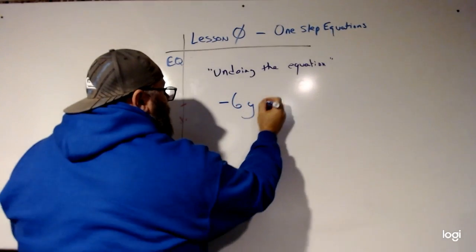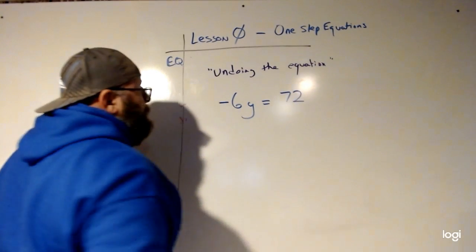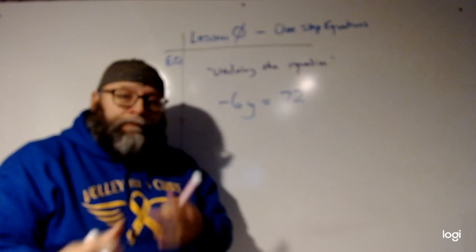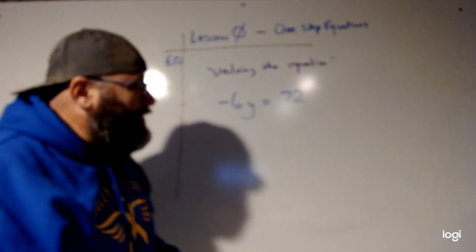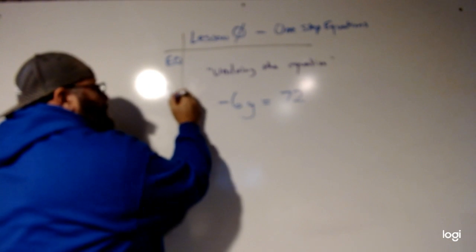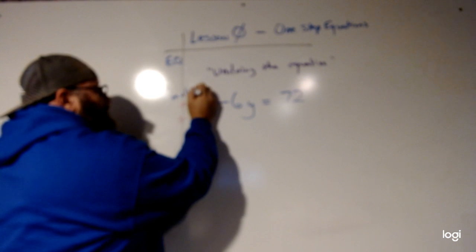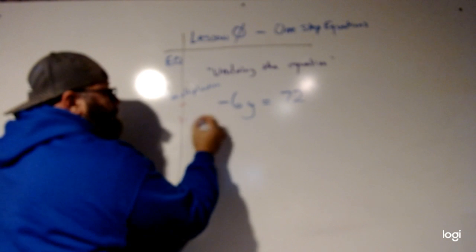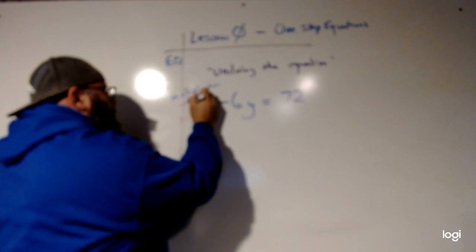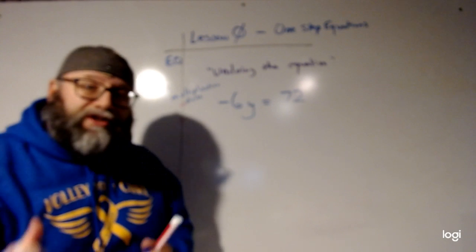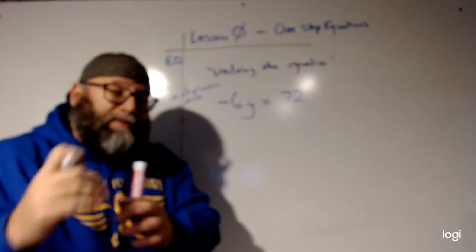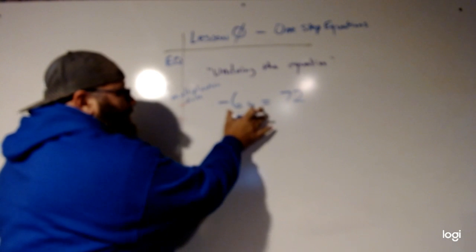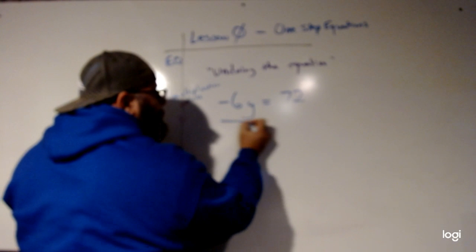Negative 6y equals 72. Now if we're undoing, do the inverse operation here. So what operation do we see here? I see multiplication. So how am I going to undo that? I'm going to divide. Now that gets a little tricky when we use a fraction later on, because we're going to actually kind of skip a step and we're going to multiply, but we'll talk about that when we get to it. We want that to be 1y, so I'm going to divide by negative 6.